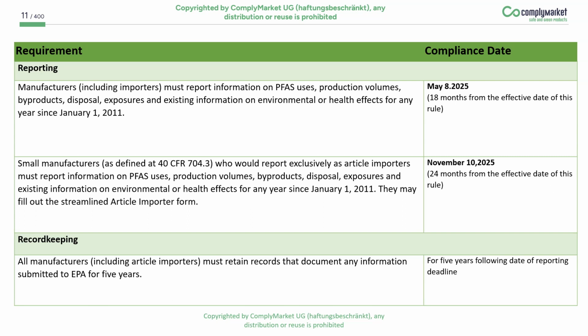So it doesn't mean that you have time after the 8th of May to report. No, after the 8th of May, that's the deadline. Everything should be completed in the system by this date. And you can start reporting 6 months in advance. If you are a small manufacturer, then you have an extra 6 months.